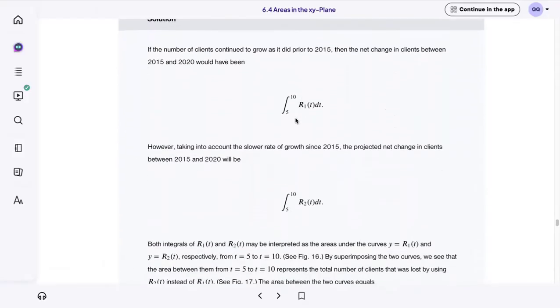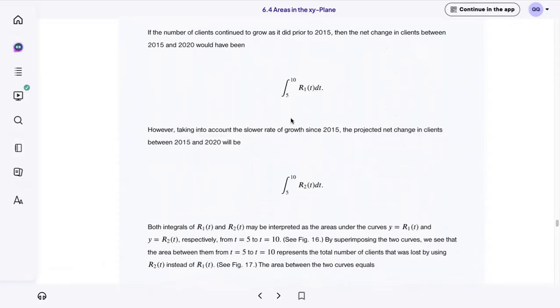So for the first one, because we start from 2010, we're considering 2015 to 2020. That's why we have this 5. 2015 minus 2010, we get 5. 2020 minus 2010, we get 10. So the lower limit is 5, the upper limit is 10. That's for the first one, R1 of t. Then the second one is the same thing, lower limit 5, upper limit 10, but it's R2.